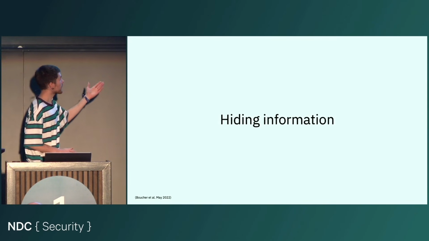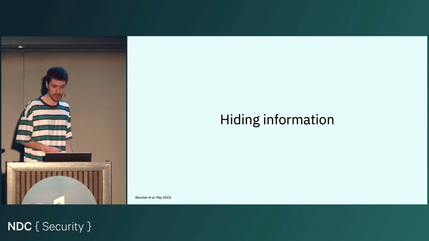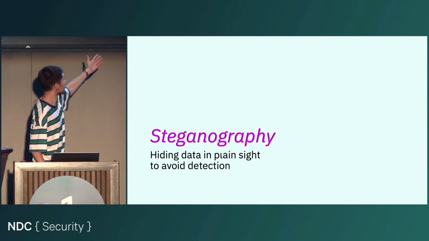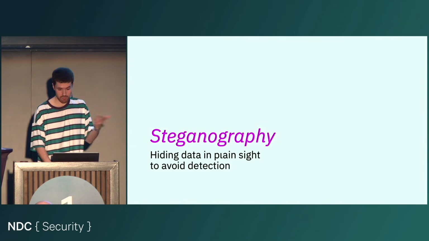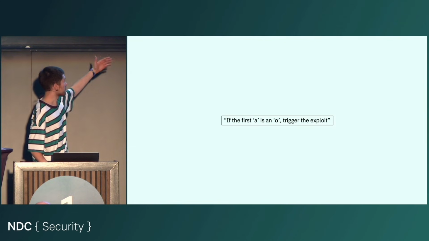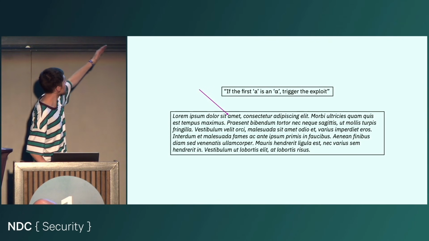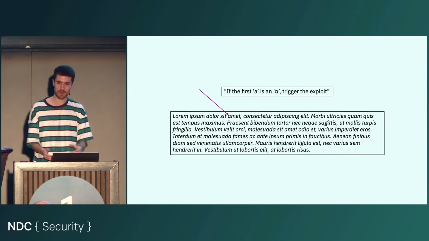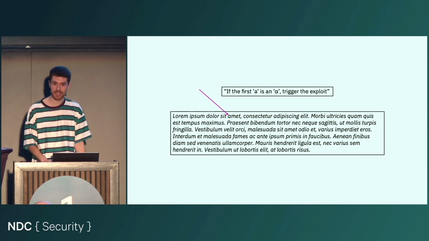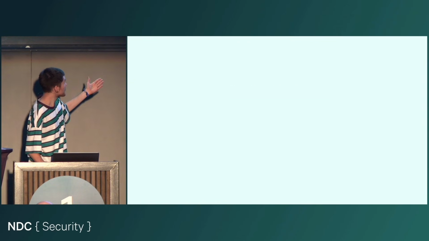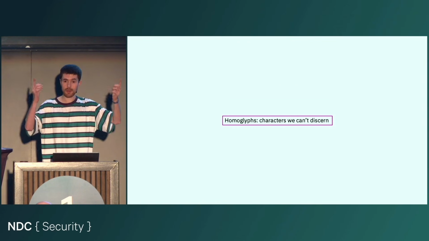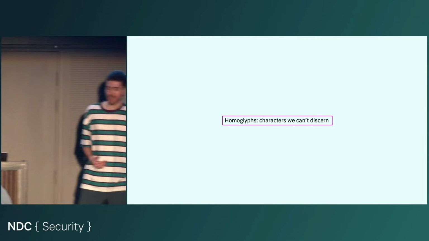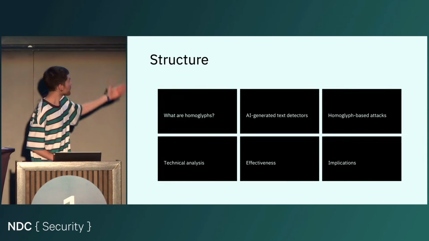Another thing that we can still do, because this is a discipline in itself, is hiding information, or steganography. Essentially, basic idea, just imagine I have a text like this one. If the first A is an alpha, then you do something else, right? I'm just hiding information in plain sight. So homoglyphs in general, this is a pink box thing to remember: characters we can't discern. They look the same, but they are not the same. So that's it for the first section.